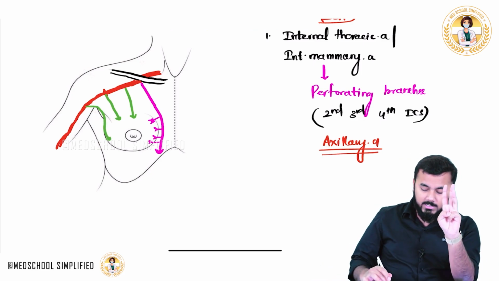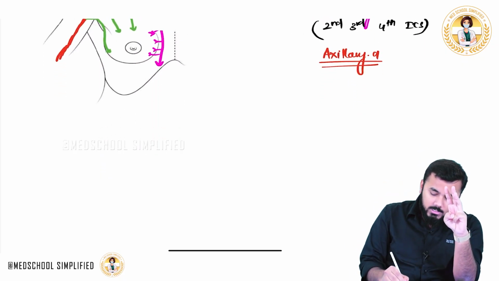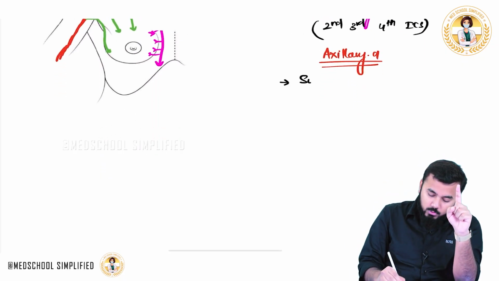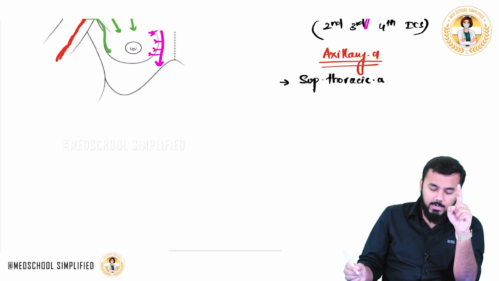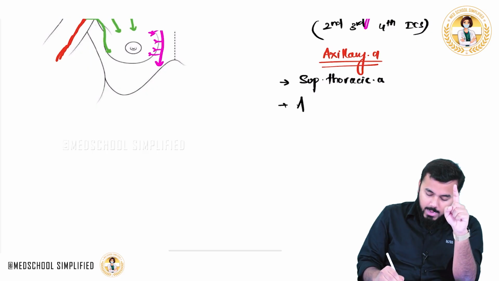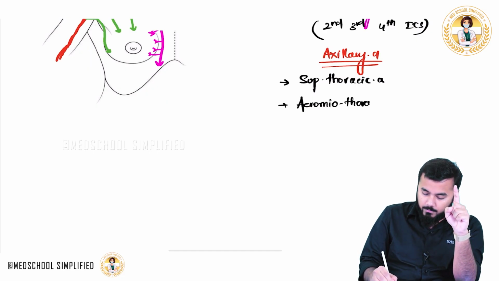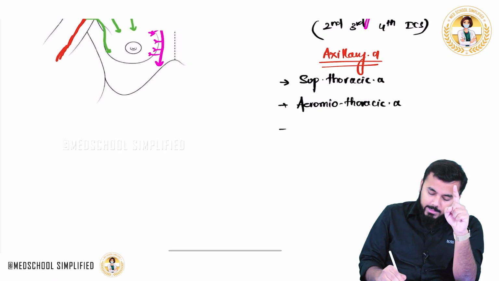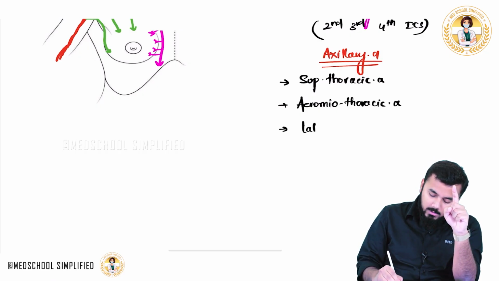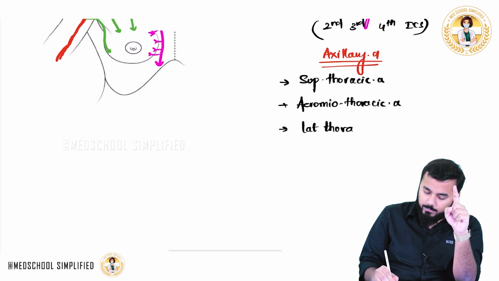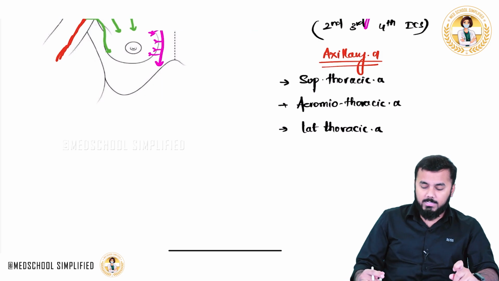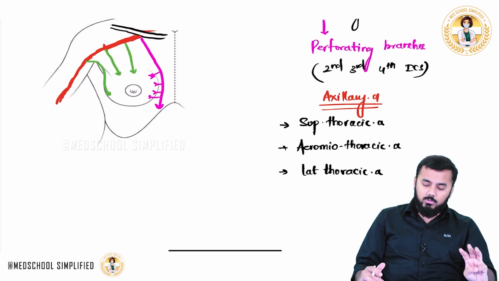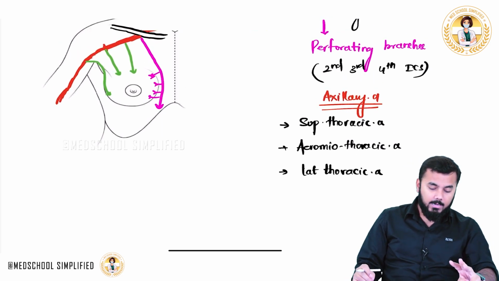So what are the three thoracic arteries? One is called the superior thoracic artery. Another one is called the acromiothoracic artery. And the third one is called the lateral thoracic artery. Thoracoacromial artery or acromiothoracic artery, both are the same. So these are the three axillary artery branches.